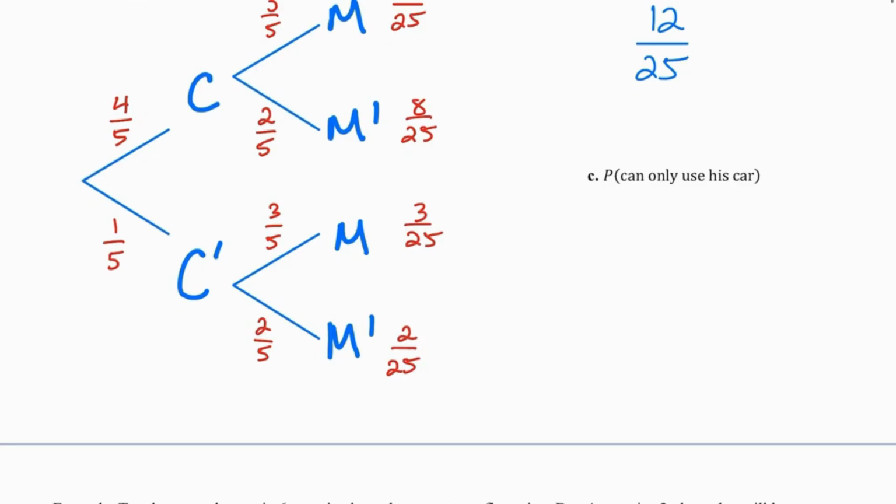What's the probability that he can only use a car? Well, that means if the car works, the motorbike doesn't work. He doesn't have an option. He has to use the vehicle. So if you go to the branches of the car working and the motorbike not working, you end up getting 8/25. So this is a way to see every single scenario.